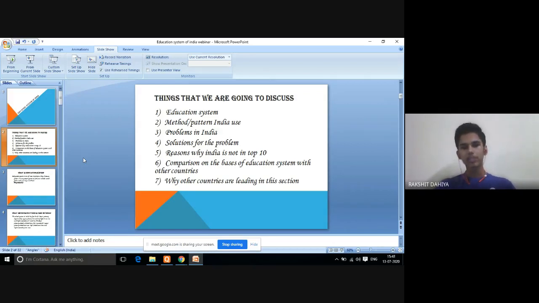So sixth is comparison on the basis of education system of our country with other countries. We'll compare some countries, probably USA and Kenya, and we'll see what India can do to lead in top 10. And last is why other countries are leading in this section. We are going to discuss why other countries are better than India in education. So let's start with the first slide.